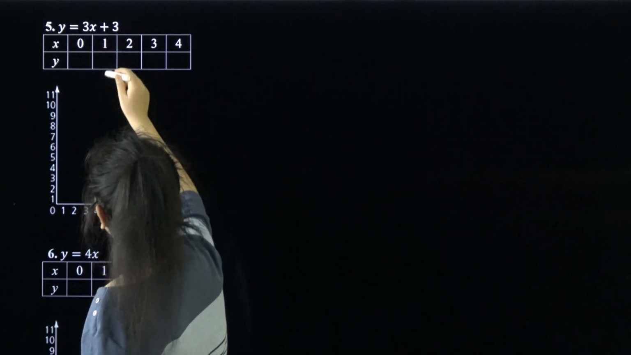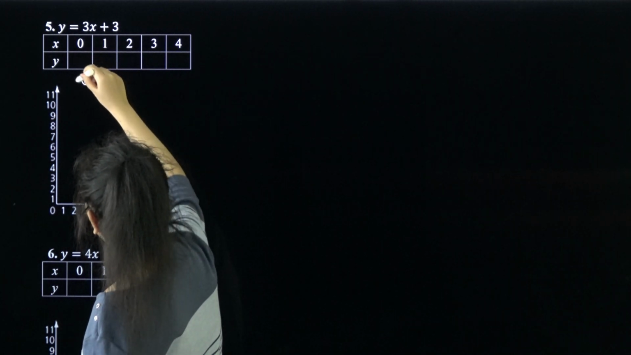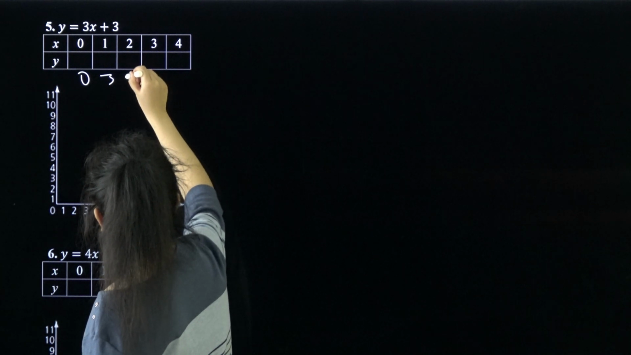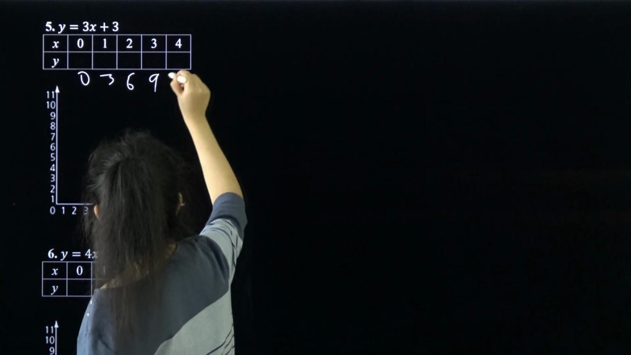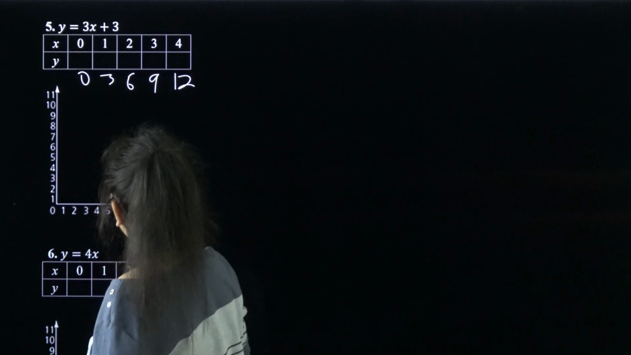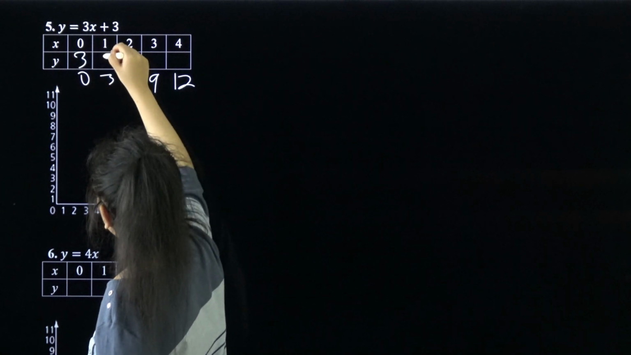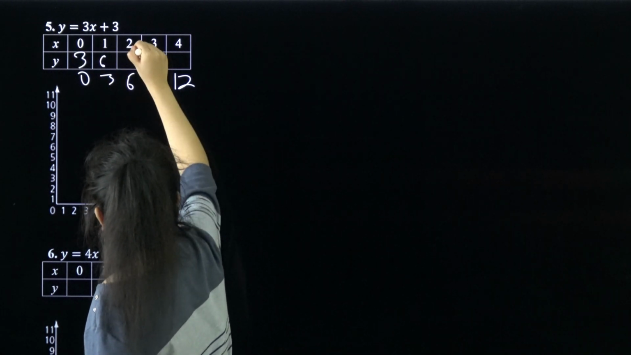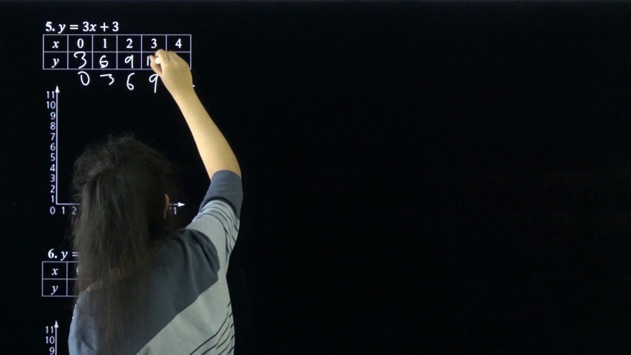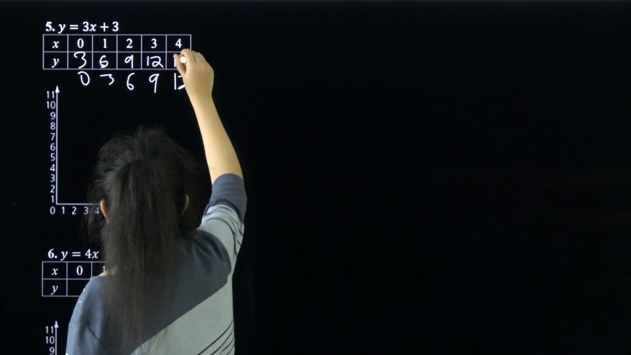So, since we know that if it was normal, this would be 0, this would be 3, this would be 6, this would be 9, this would be 12. Then we just add 3 to all of them. So 3, 6, 9, 12, 15.